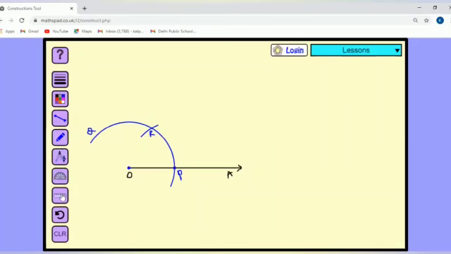Join OR and produce OR till B. Now name this as OB ray. Let us observe the angle formed is 60 degrees.